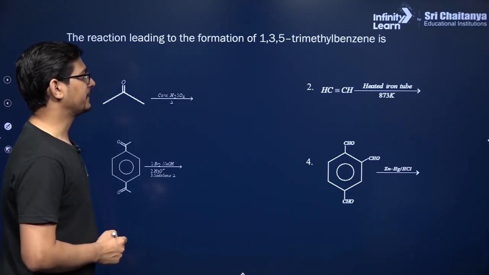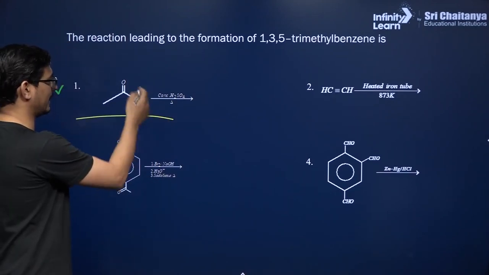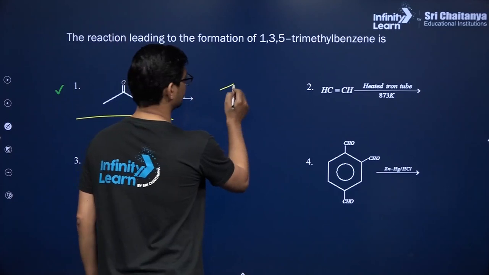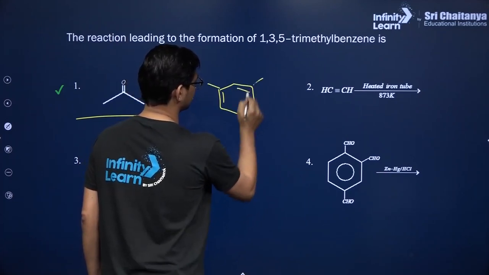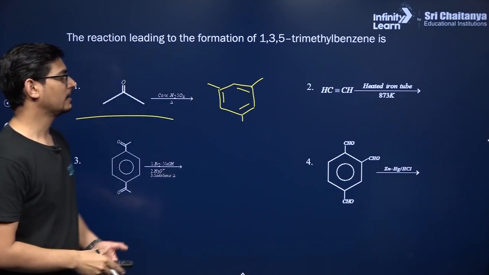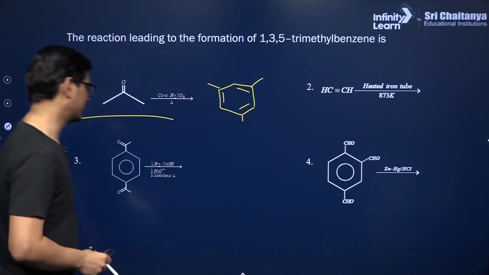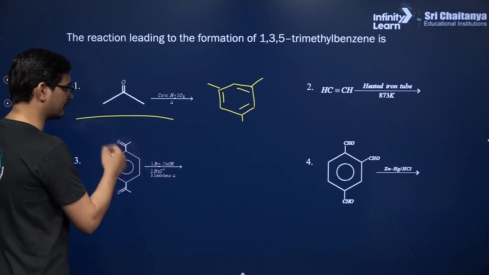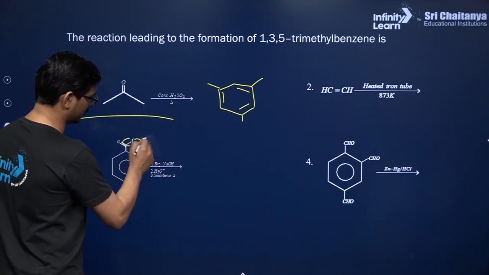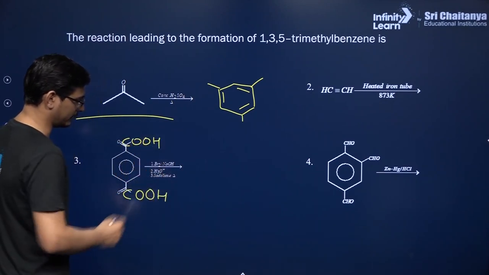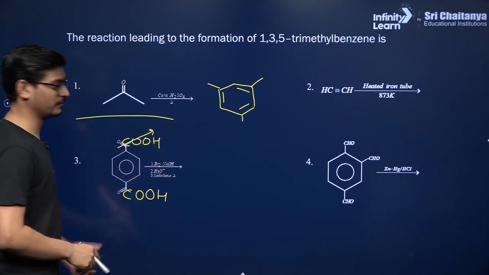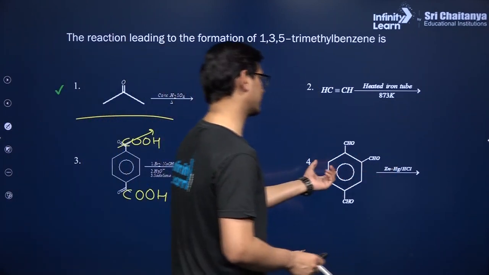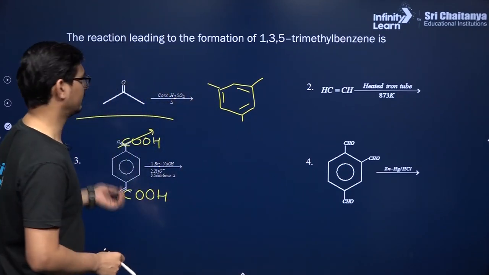The reaction leading to the formation of 1,3,5-trimethylbenzene. So in this case, this is the correct answer, because acetone undergoes aldol condensation in concentrated H2SO4. First, it produces mesityl oxide, and then it produces mesitylene, which is this, sym-trimethylbenzene. This will give you benzene, a pericyclic reaction, cyclic polymerization. When you react with bromine and NaOH, that's the iodoform reaction, or haloform reaction, you can say. So this will give you COOH, this will give you COOH. And then you heat it with soda lime, so the carboxylic group goes away, so you will actually get benzene. And here the Clemmensen reduction, so all they will be CH3, CH3, CH3, so it is not 1,3,5, it is 1,2,4-trimethylbenzene. So of course that is the correct answer in this question.